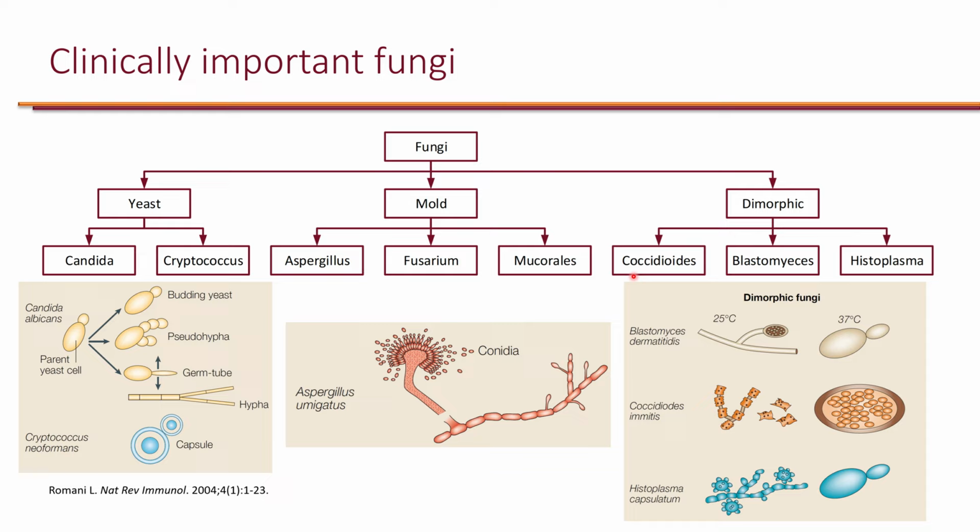Now, these species include Coccidioides that can cause cocci or valley fever. There's also Blastomyces that cause blastomycosis, and Histoplasma, which can cause histoplasmosis. And these are essentially called endemic fungal infections, meaning that they are only in certain geographic regions. For example, Central California is known for being endemic to cocci.